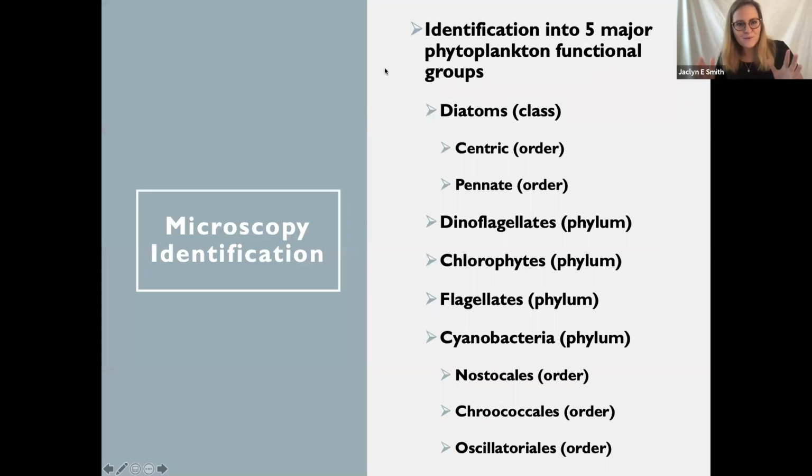So all the microscope samples were analyzed for 5 major phytoplankton groups. Those groups are diatoms, dinoflagellates, chlorophytes, flagellates, as well as cyanobacteria. We further classified diatoms into 2 orders, centric and pennate, and then we even further classified cyanobacteria into 3 most common orders for freshwater, which were Nostocales, Chroococcales, and Oscillatoriales.